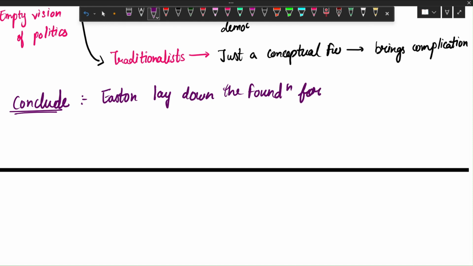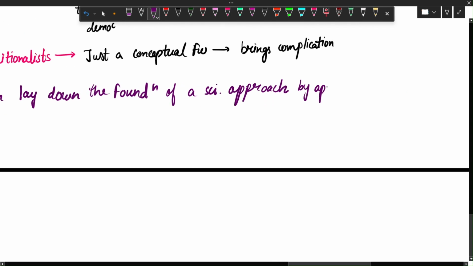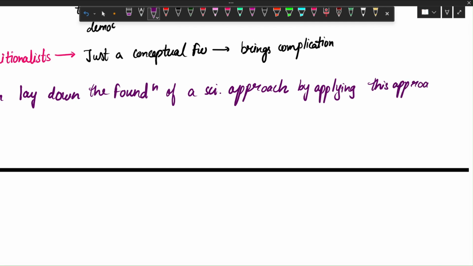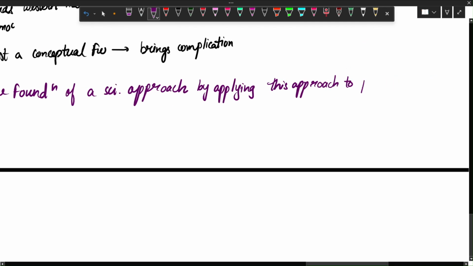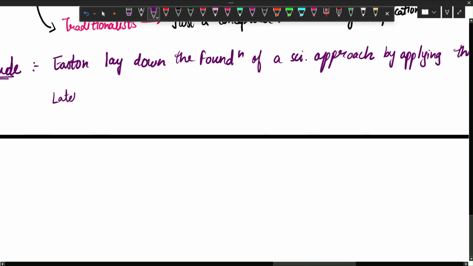Now let's start with the conclusion. You will basically write that the systems approach does have limitations, but it provided a foundation, a stepping stone for further comparative studies. Easton laid down the foundation of a scientific approach and applied this approach to political science.